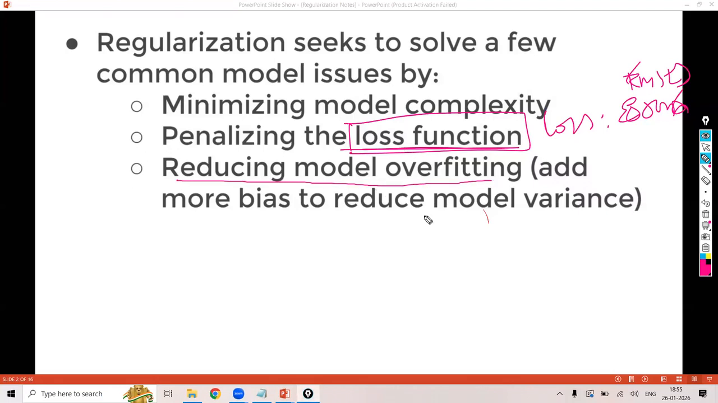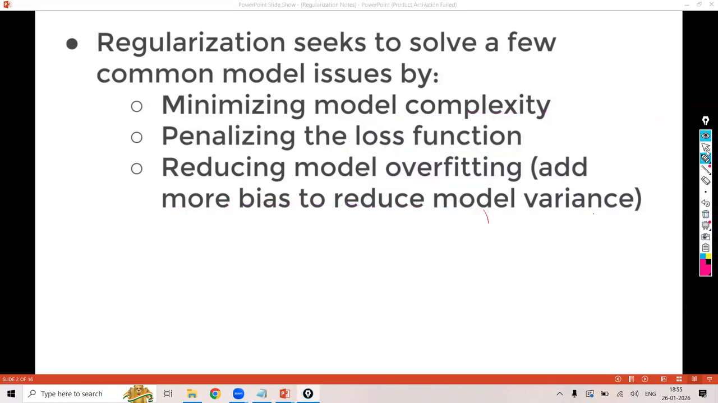Reducing the model overfitting problem, adding more bias to the variance. What happened here? Already the model variance is high. Model variance means the overfitting problem. Variance will be high now. Already I told you, right? When the variance is high, here what he has done is, one side he has increased, the other side he has decreased.